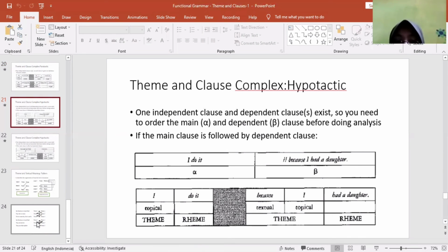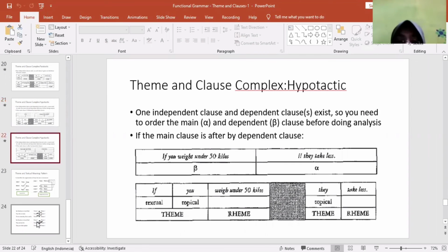If the main clause is followed by a dependent clause, for example, "I do it because I had a daughter," then "I do it" is the independent clause, and "because I had a daughter" is the dependent clause. In "I do it," "I" is topical theme, and "do it" is Rheme. "Because" is textual, "I" is topical, so "because I" is theme, and "had a daughter" is Rheme.